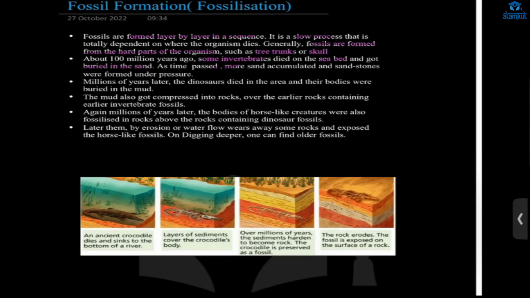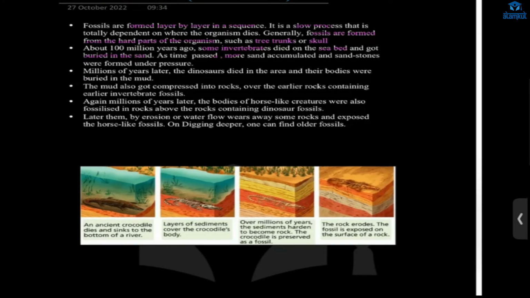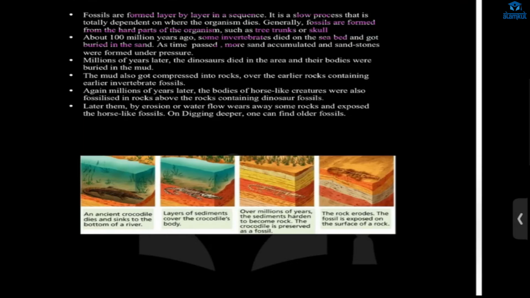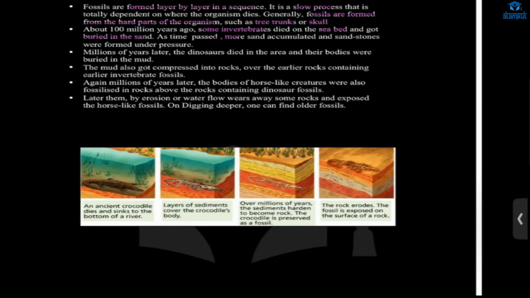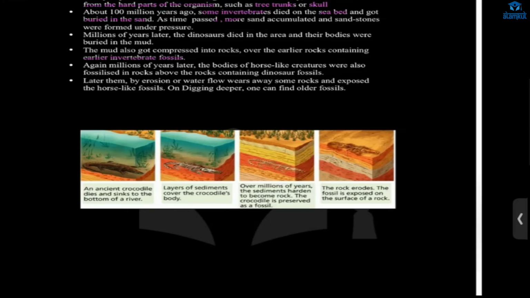And next, millions of years later, what will happen? The dinosaur also died in the area, and its body will also get buried in the mud, and the mud will also get compressed into rock, over the earlier rocks containing the invertebrate fossils. First the invertebrates, then the dinosaur. Again 100 million years later, the body of a horse-like creature will be fossilized in rocks. So first was the invertebrate, then the dinosaur, then the horse-like creature.